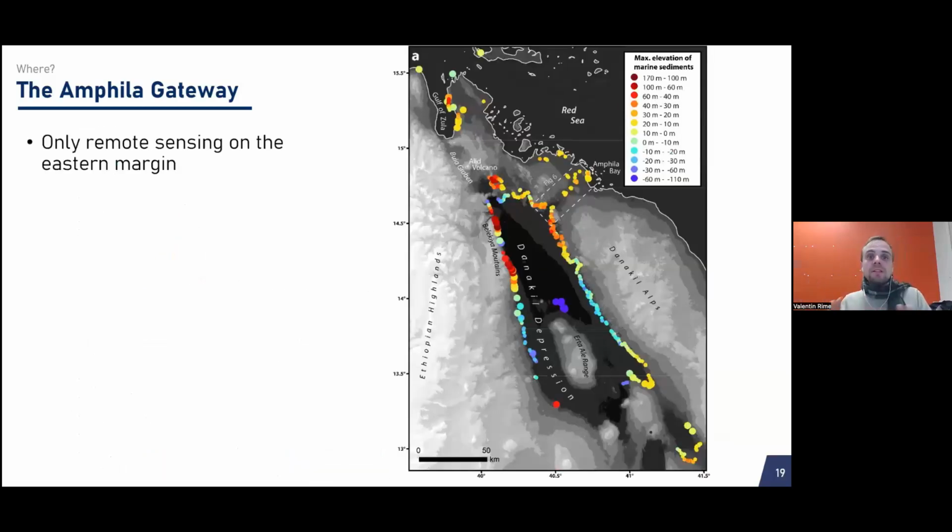But the problem is that we could not go to the eastern margin. We tried again this winter, it did not work. But our goal is still to go there, and that's also why we did not publish this study, because we want to go there and really measure the thing. But by remote sensing, you can still see a few things.